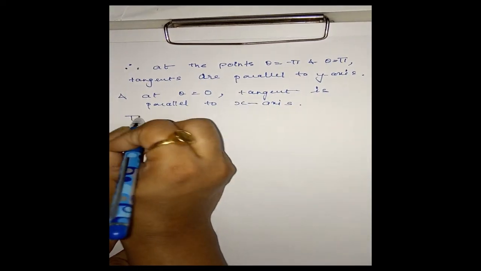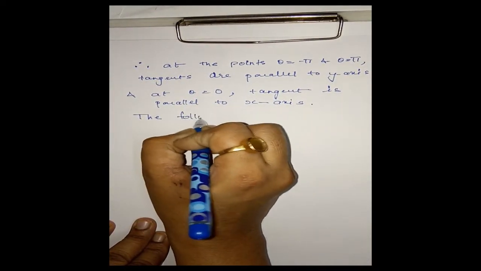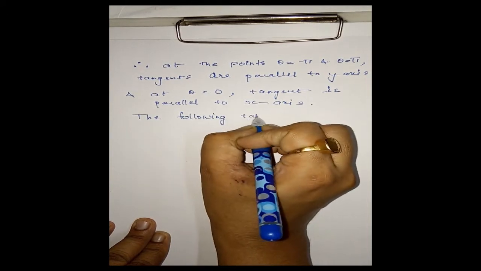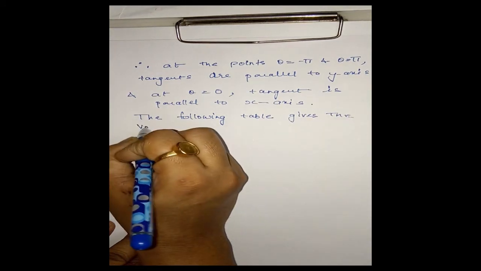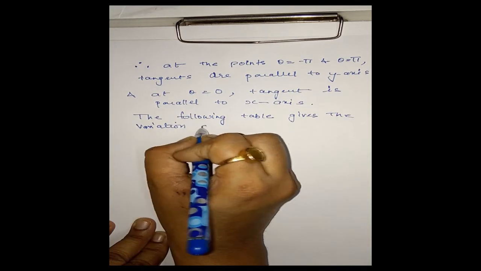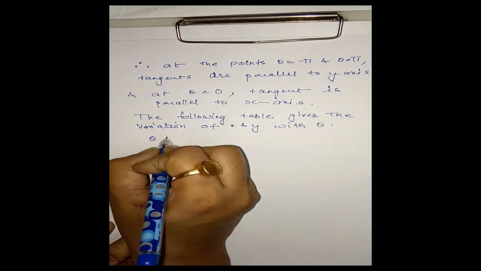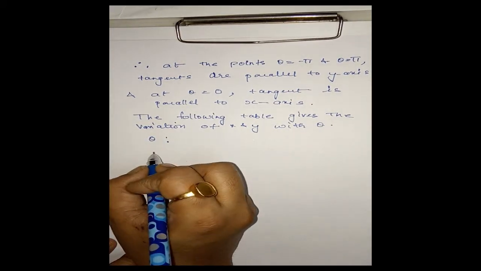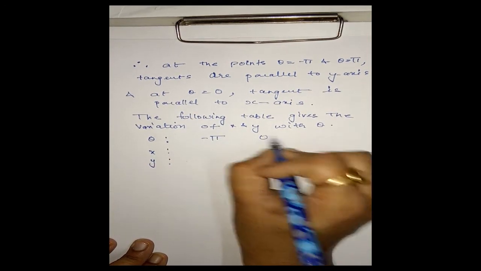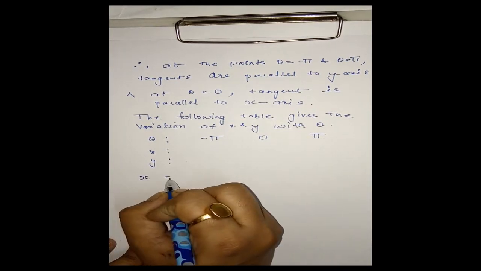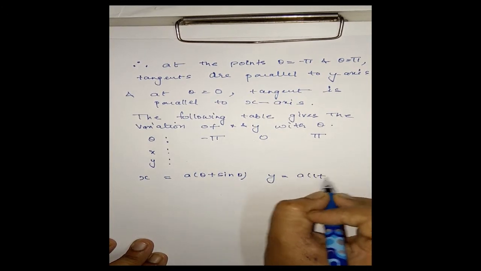Now the following table gives the variation of x and y with theta. We give the values to theta and then find the values for x and y corresponding to that theta. Here the interval is the same, minus pi to pi. Now here x is a theta plus sine theta and y is a 1 plus cos theta.